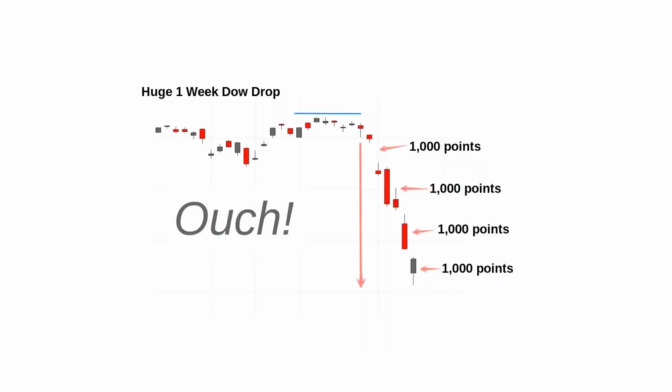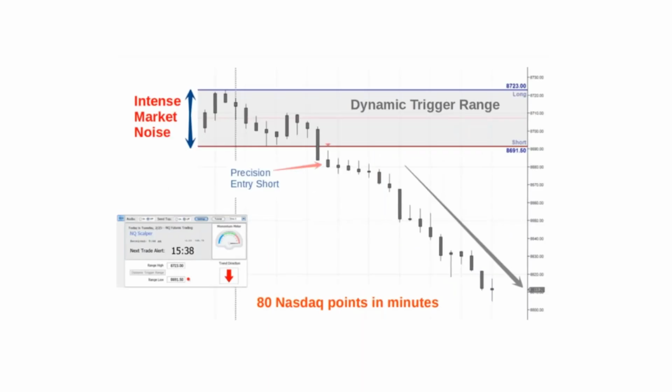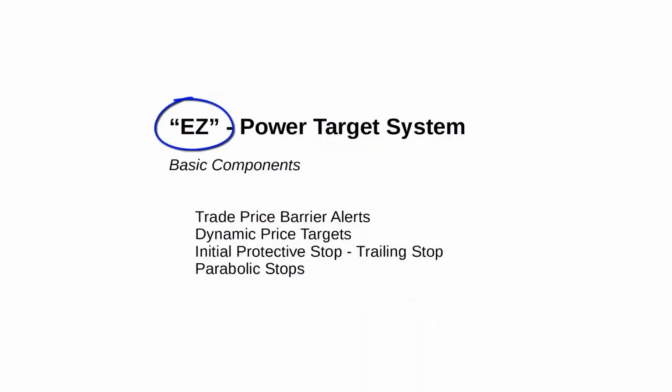Now, we just recently had this huge market meltdown, as everybody knows, 1,000-point down days in the Dow. Here's an example of the Power Scalper dynamic trigger range on the NASDAQ, 80 points in just a couple of minutes on the breakdown. This is a recent slide from our big market meltdown.